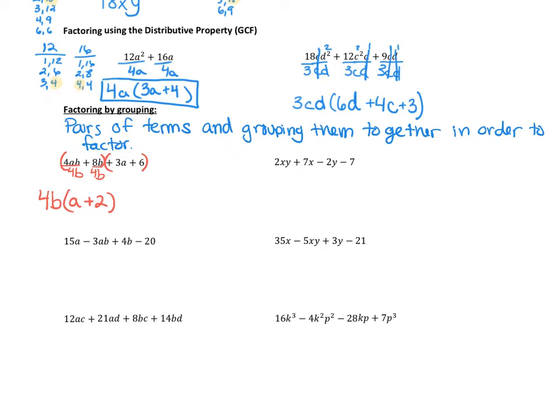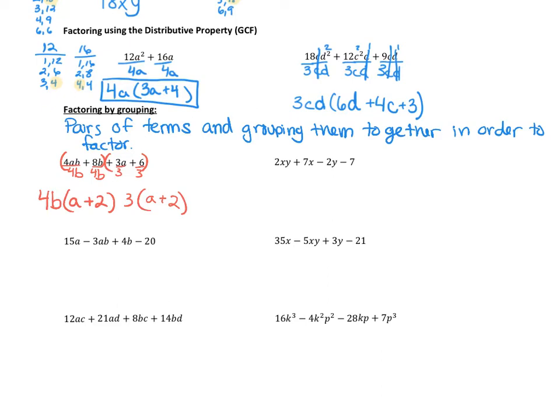Then I'm going to do the same thing for the second pair. So the GCF of 3 and 6 is 3. So I'm going to divide each of these by 3. 3 goes on the outside. And then when I divide it out, I'm going to have A plus 2. I did not take a variable out of that one because there was only an A in the first term and there were no variables in the second term.